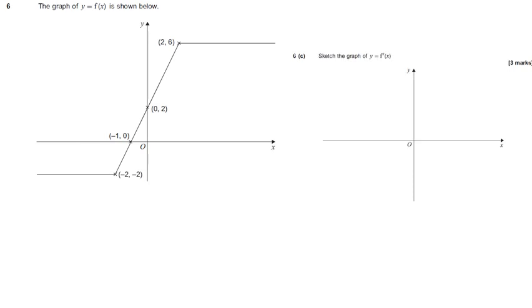Last part, what does the derivative look like? So for the two horizontal parts of the graph, that just means the gradient is 0. So for x less than minus 2 and greater than x equals 2, it should just be a horizontal line along the axis.